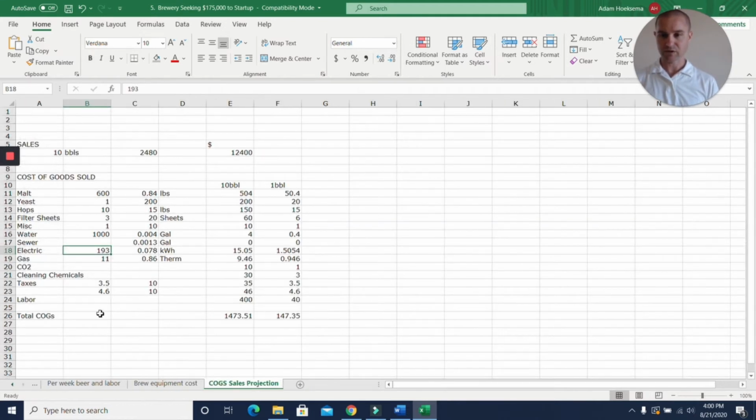Not super clear. There's a cost of goods sold page here that is useful. It shows the difference between a 10 barrel system and a 1 barrel system, and I think it can be useful. The formatting is a little difficult to see what's going on, but with some time, I think you could figure that out.